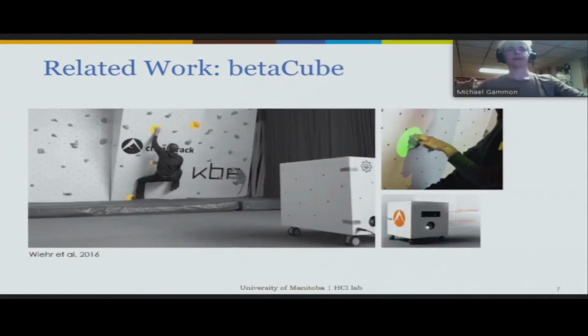Another approach for dynamic motion comparison was presented by Weir and colleagues with betaCube. This apparatus enables many different kinds of movement visualizations for rock climbers. One such visualization involves recording and reprojection of an expert climber's run back onto the wall. And this can either be watched from the ground, raced against, or mimicked in real time, which they refer to as shadow climbing.